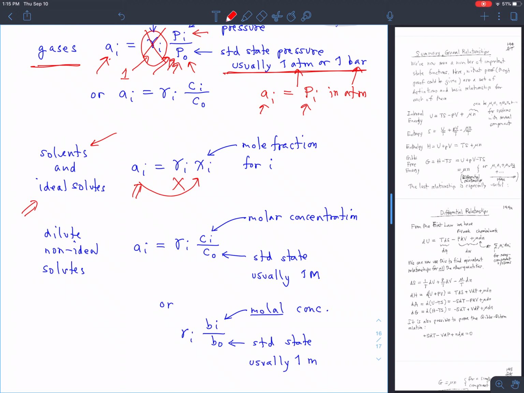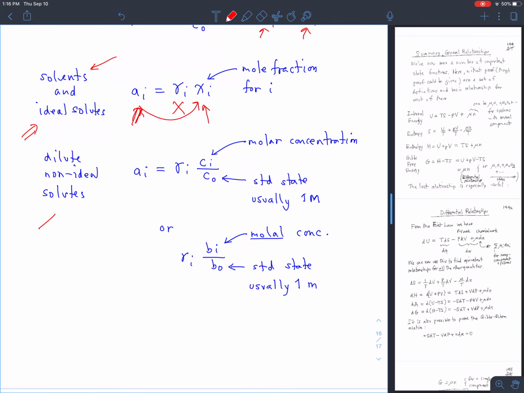If your solvent is, let's say, hexane or an ether or something like that, one of the common organic solvents, still you use the mole fraction. And the reason you use the mole fraction is because the activity of the solvent itself doesn't vary very much, and the mole fraction reflects that truth.